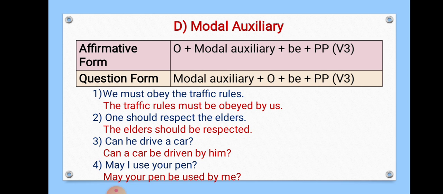Suppose there is question format, then modal auxiliary plus object plus be plus past participle. For example, can he drive a car? Can a car be driven by him? May I use your pen? May your pen be used by me? In this way, that will be the format of passive voice if there is use of modal auxiliary and if there is question format.